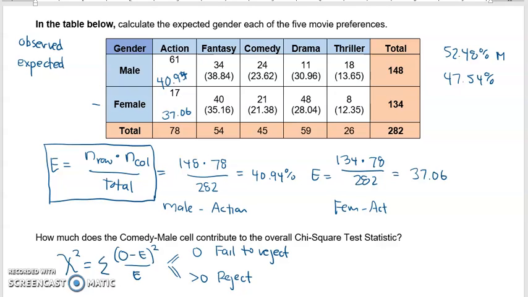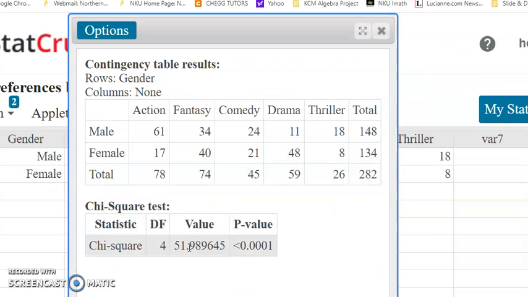Let's find how one cell contributes to the chi-squared test statistic. You take, say, comedy and male. That's 24 observed minus 23.62 expected. Square that and divide by the expected count, 23.62. Let me do that in my calculator: 24 minus 23.62, square that, and divide by the expected count of 23.62. So that cell itself contributes very little, 0.0061. That's how much the comedy male cell contributes to the total chi-squared test statistic.